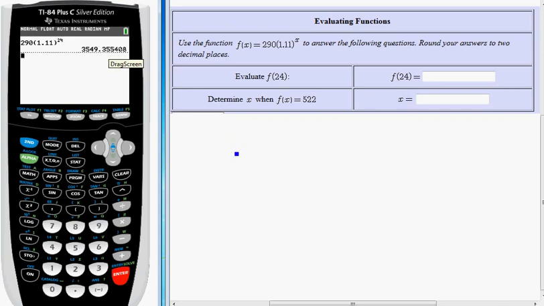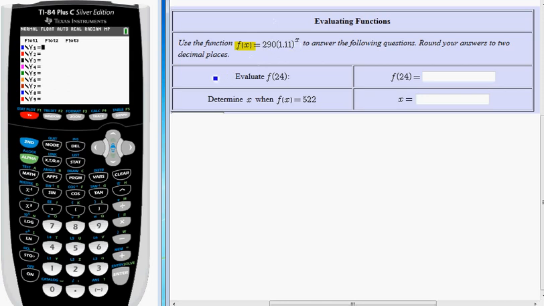be rounded up. The second part of the problem, you're going to want to hit y equals because we're going to use the graphing calculator and its intersect feature to find out where the output is 522. So right here where it says f of x equals 290 times 1.11 to the x, we know the output this time, f of x, is 522. So where you see the f of x right here, you'd actually replace it with 522 and you have yourself an equation. So we're solving 522 equals this stuff.